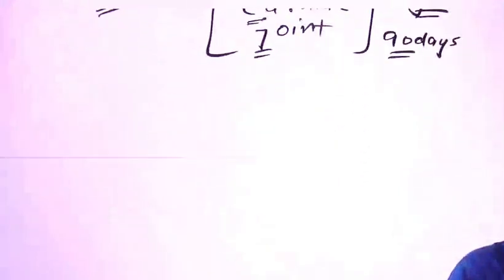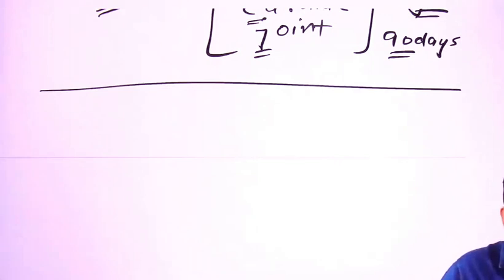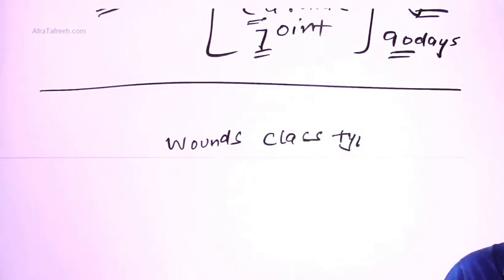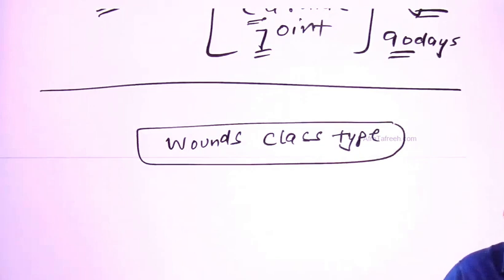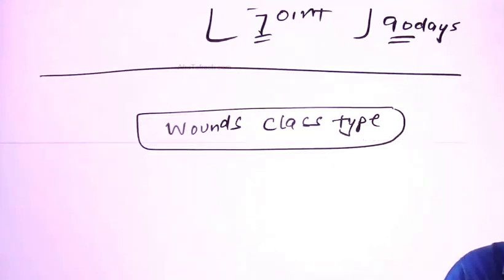Now here only I would like to tell you the various wound class types, because a question on this has also come once. So just an idea of which all wound class types are there. Class 1 wounds, they are which one? That is the clean wound.